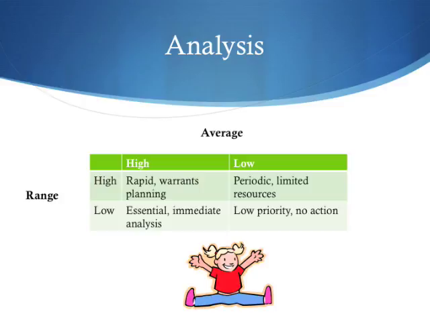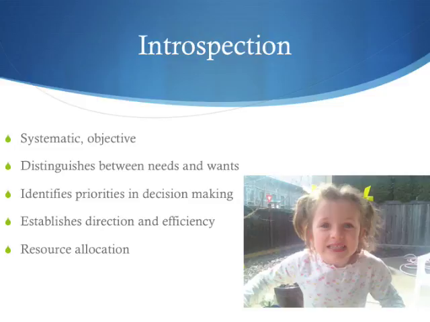This chart will help us to clearly understand the data in our previous slide. As you can see, there are 4 possible scenarios which can occur. 1. A low range, high average indicates that information is essential and necessitates immediate analysis. High range, low average indicates need for periodic collection and limited resources. High range, high average indicates rapid collection and warrants planning now. Low range, low average indicates the lowest priority and that no action is necessary at the time.